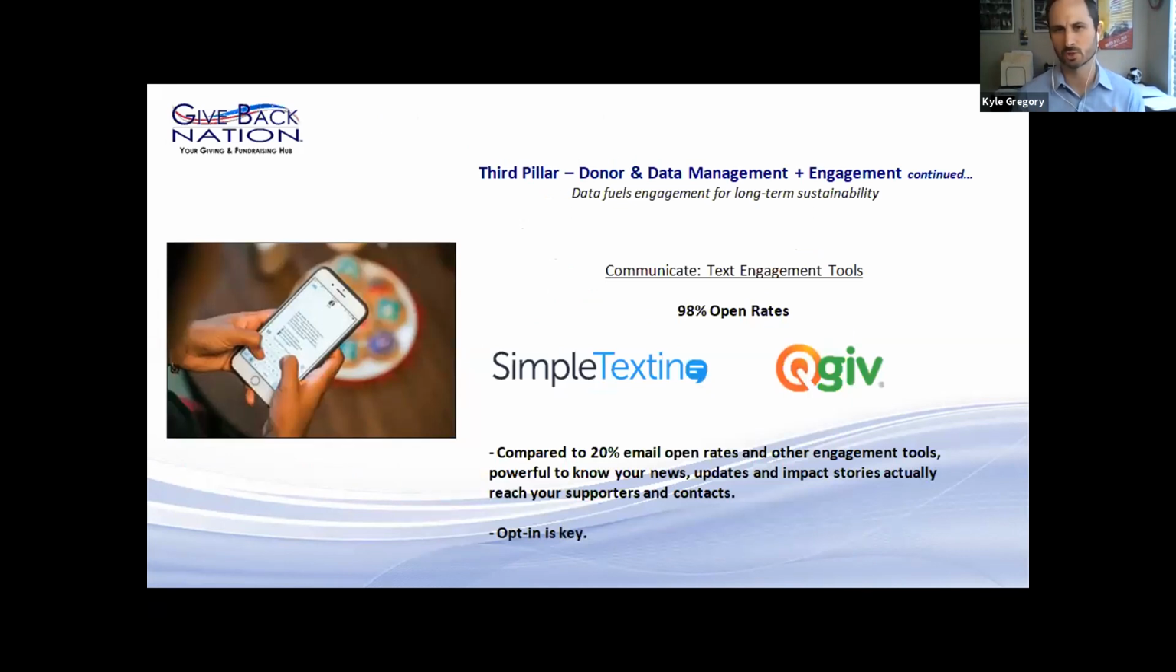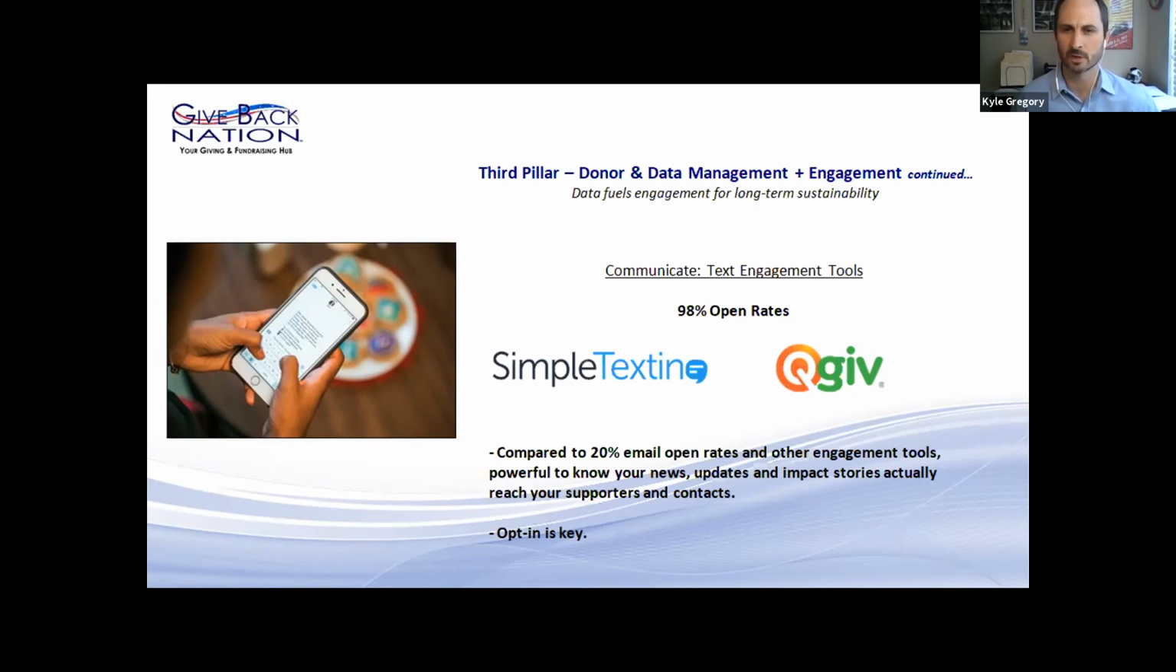And the other engagement tool that I want to touch on is text. So you may have already gotten kind of spammed, per se, by an organization that's trying to sell something, but text marketing, text messaging, 98% open rate. That's unheard of. If you've got a piece of information that you want to make sure someone is going to receive, sending them a text message is pretty much a sure way to make sure that they see it. So simple texting, even QGive has tools for outbound text messaging.